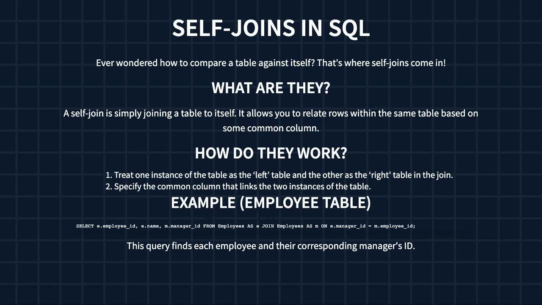You treat one instance of the table as the left side and another as the right side when you do the join. And crucially, you always need a common column to link those two instances together, like an employee ID linking an employee to their manager.